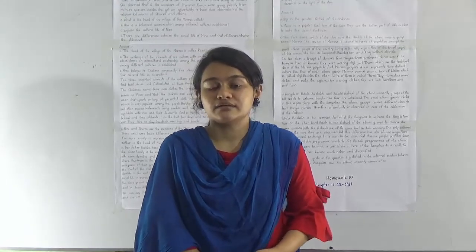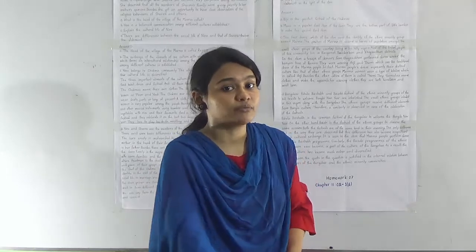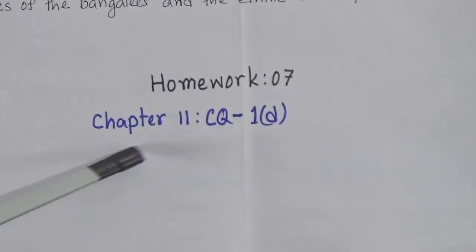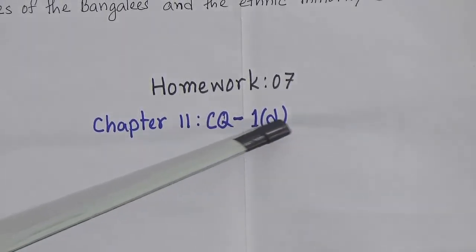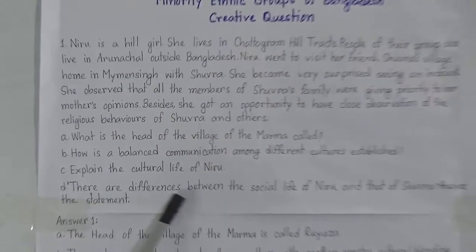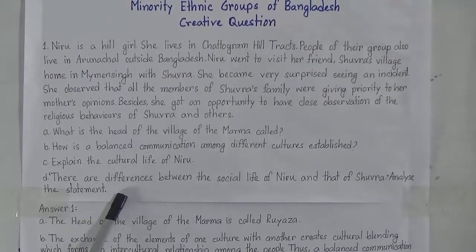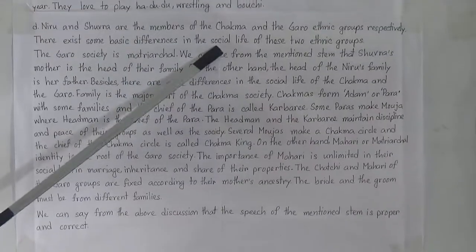So, dear students, today we have discussed creative question answer 1 and 2 from chapter 11. So, that is all for today. I hope you have understood today's topic. And there is a homework for you. Now, look, homework number 7. Chapter 11 creative question answer 1D. That means you will write the answer of this question. There are differences between the social life of Niru and that of Shubhro. Analyze the statement. You can follow this sample answer and you can also make the answer by yourself.